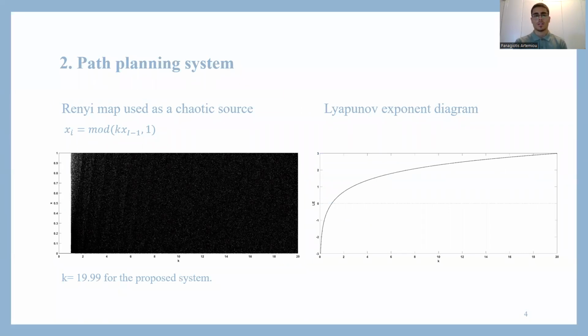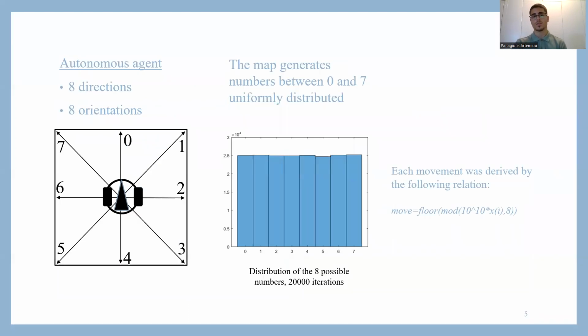We chose from the literature the Rainy map as a chaotic source, and we introduced an autonomous agent which has 8 possible directions and 8 possible orientations to move. The map generates numbers between 0 and 7, which represent each of the 8 possible movements and orientations. And as you can see, it produces a uniform distribution of these 8 numbers.